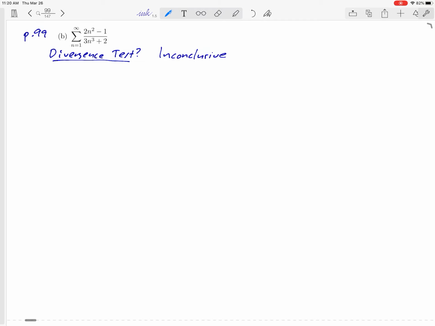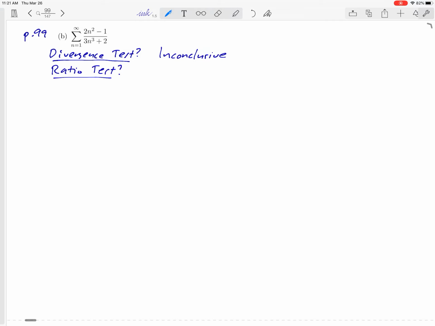If you look at 2n squared minus 1 over 3n cubed plus 2, you see how the n cubed in the bottom is a bigger power of n than in the top. So that tells us that if we take the limit as n goes to infinity of this, we're just going to get 0 anyway. There's no point in doing the calculation if we notice that. We know we're going to get 0, and that's not going to help us.